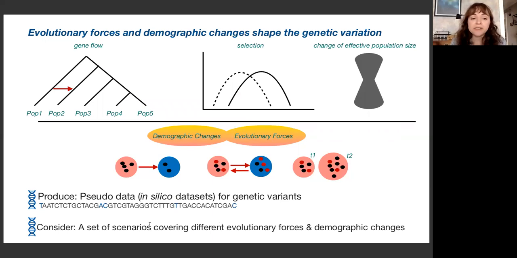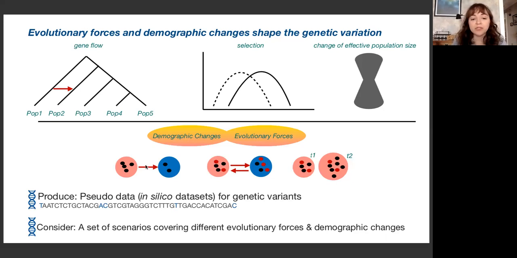So we see that, for example, between different populations there can be gene flow, which means that a population can migrate from one place to another. Or there are some selection processes that change the trajectories of the allele frequencies towards another point. Also, the effective population size of the populations can change, which importantly affects the structure of the population. In some cases, there can be migration from one place to another, or in some cases, there can be admixture.